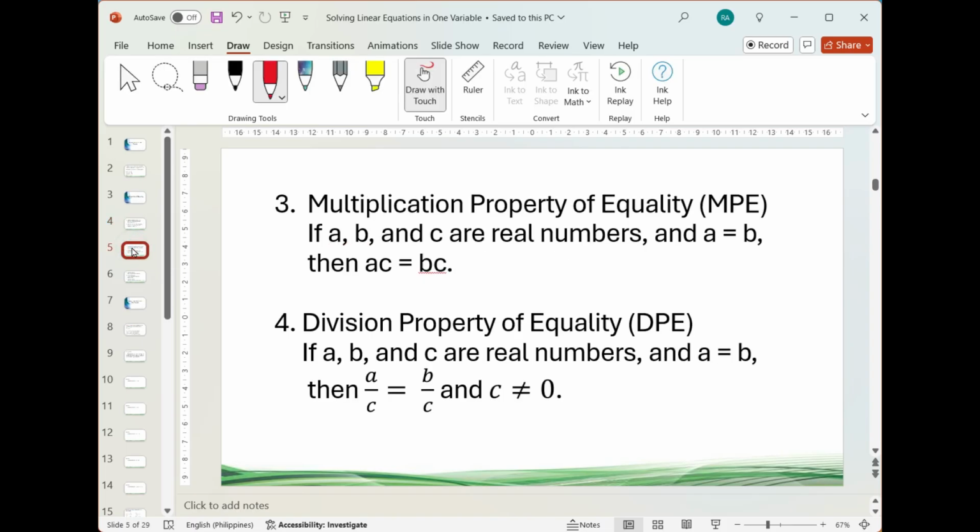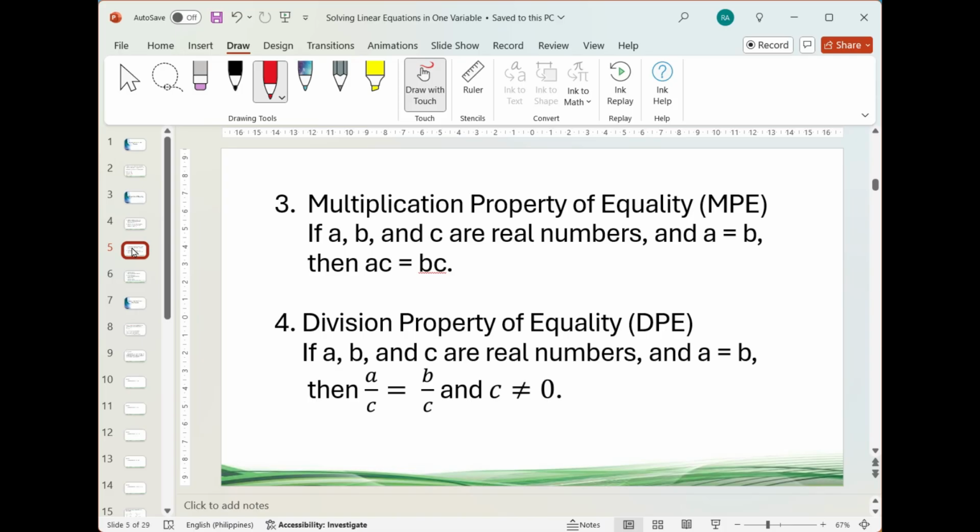Next property natin is multiplication property of equality or MPE. So if A, B, and C are real numbers and A is equal to B, then AC is equal to BC. So sa multiplication property of equality naman, pag nag-times ka ng real number sa magkabilang sides ng iyong linear equation or any equation, the equality will still exist.